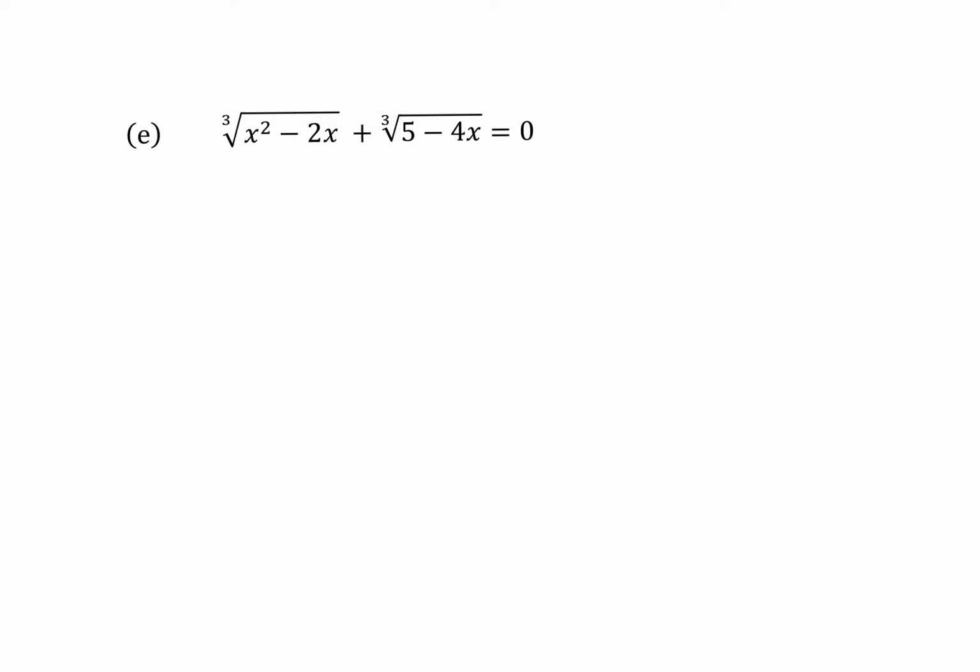Now, if you have two cube roots, or even two fourth roots and so on, in one equation, the strategy is going to be the same as we had with our prior example. You would isolate one root on one side, and then take the other root, subtract it, and get it on the other side of the equal sign. I have the cube root of x squared minus 2x is equal to a negative cube root of 5 minus 4x. So now we have to cube both sides.